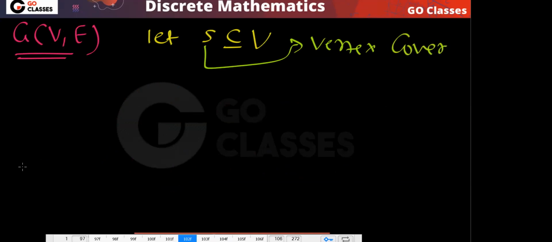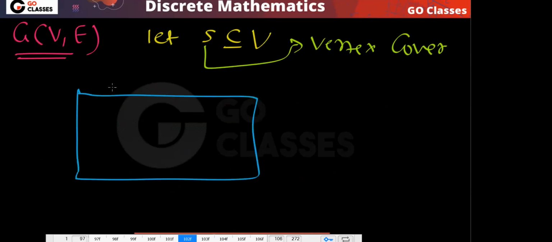If this is the vertex cover, then what? Just look at this. Let's assume this is your V, and this is your vertex cover. Let's assume this is your S. This part is S. Now this means this is a vertex cover, right? Remember, this is all the vertices. And what is this part? Can anyone tell me? This part is V minus S.